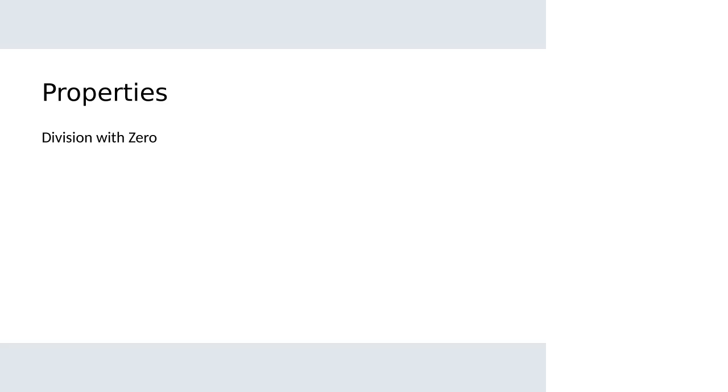Division with 0 is a really important idea. If we want to do 0 divided by 4, that's perfectly fine. We get an answer of 0. The idea here is that we have nothing, and we want to divide that nothing into 4 equal piles. Okay, no problem. Each pile gets nothing. I have nothing, and I put it in 4 equal piles of nothing.